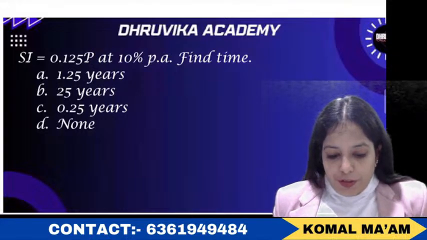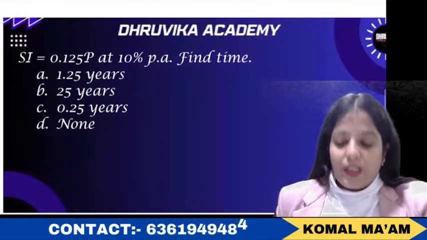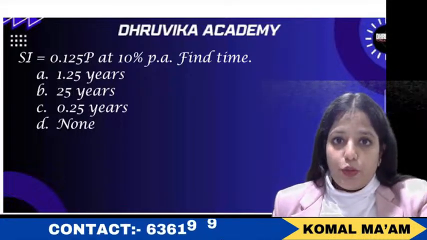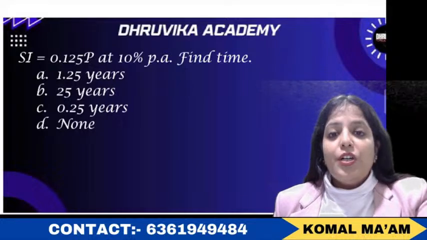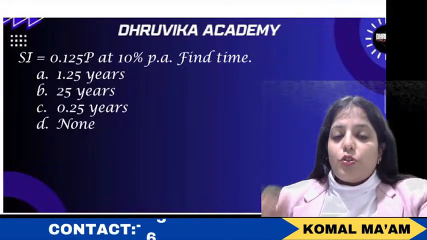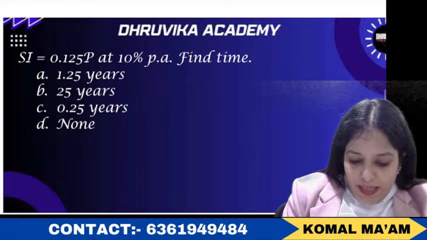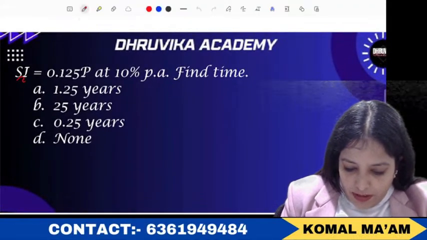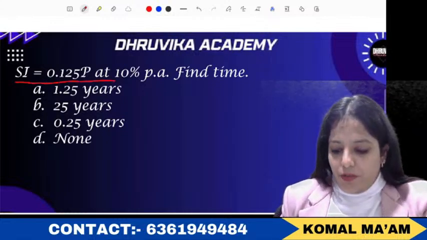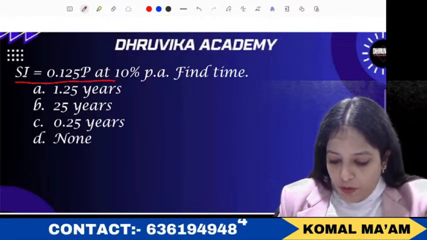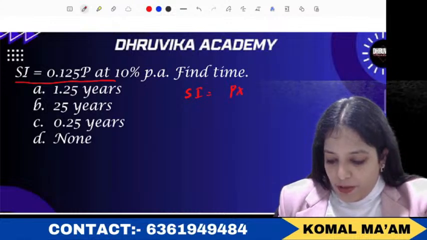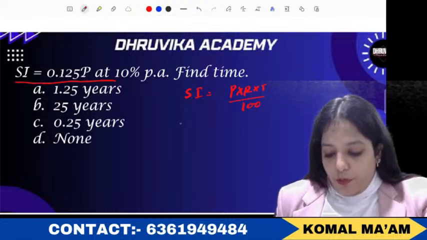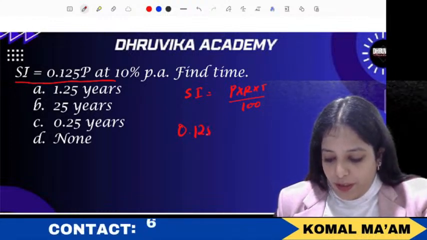So the first question of today's session says: simple interest is 0.125 times P at 10% per annum, find the time. Since we have the equation of SI in the question, we'll use the formula of SI. So what's the formula of SI, guys? P into R into T upon 100, right? SI is 0.125P, so we'll write here 0.125P.